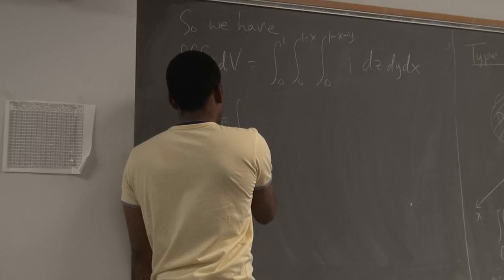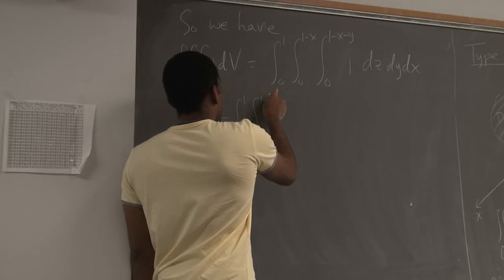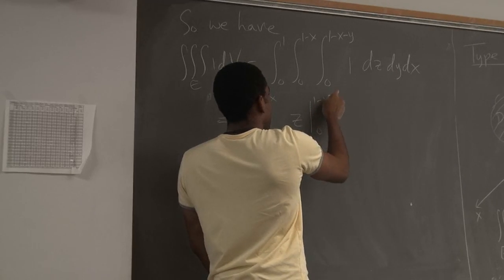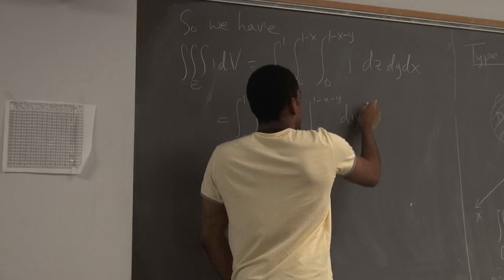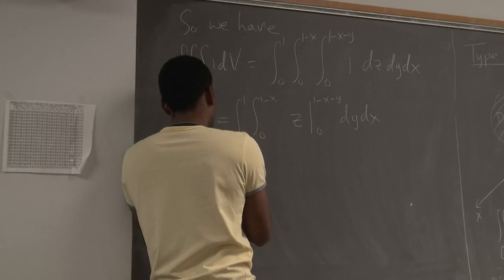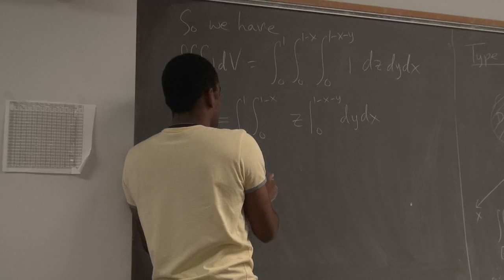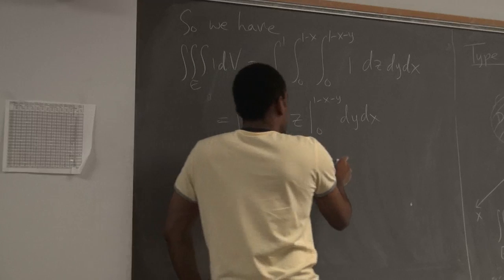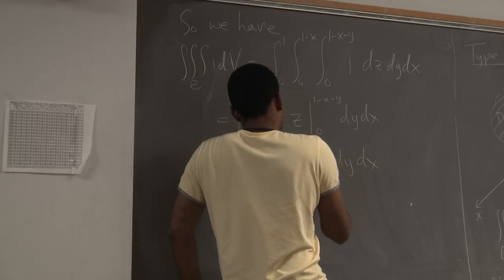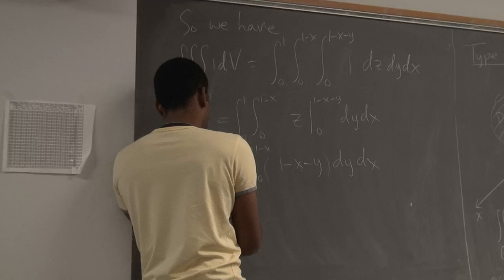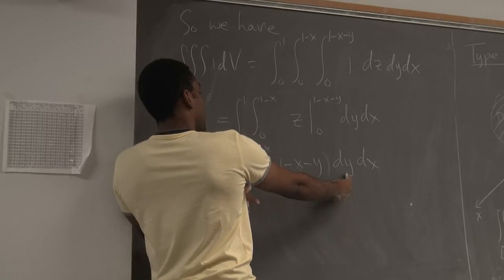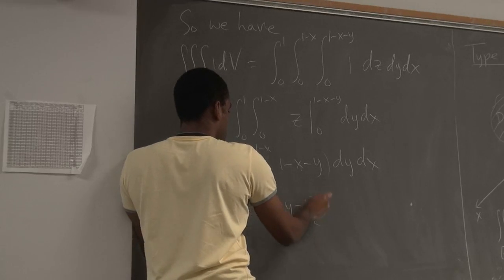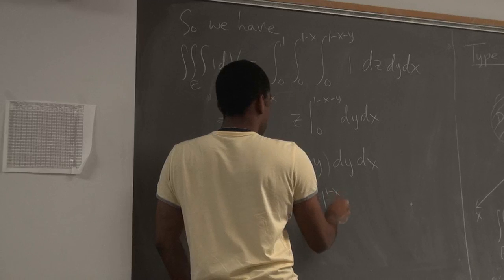Okay. And now it's just mechanical, not much has changed. Integrate this with respect to z, you just get z from 0 to 1 minus x minus y, dy dx. So this is 0 minus x, now 1 minus x minus y minus 0. I integrate this with respect to y. This is y minus xy minus y squared over 2, from 0 to 1 minus x.